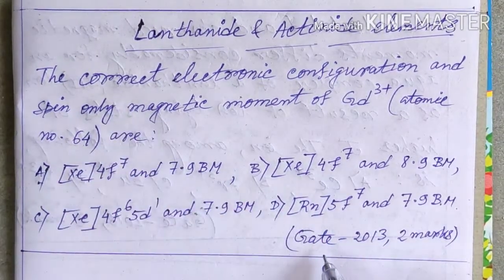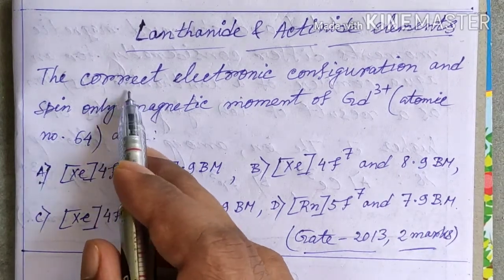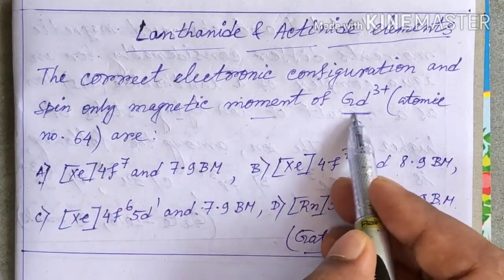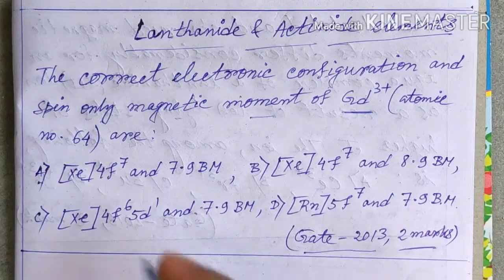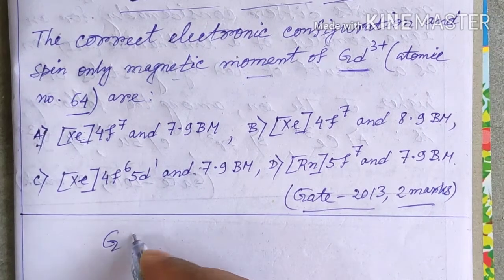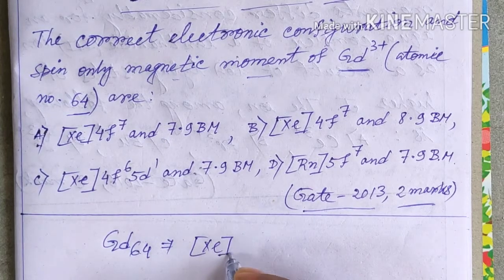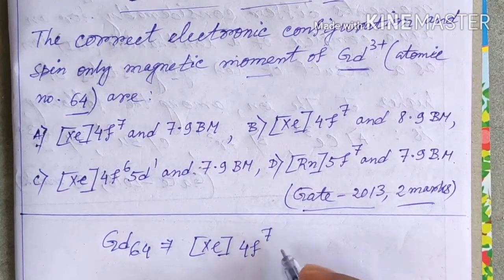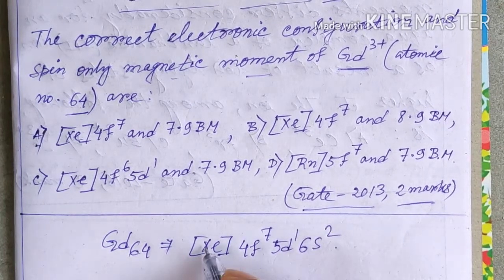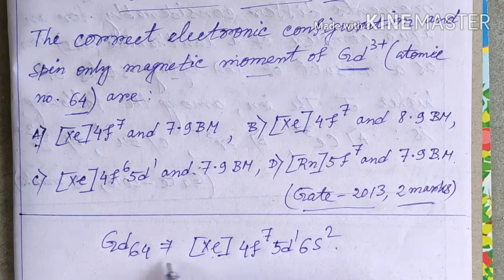The first question was asked in GATE 2013 for 2 marks. It is asked: the correct electronic configuration and spin only magnetic moment for gadolinium 3+. Its atomic number is 64. Now the electronic configuration for gadolinium is xenon 4f7 5d1 6s2. Xenon is 54 and this is 10, that is 64.